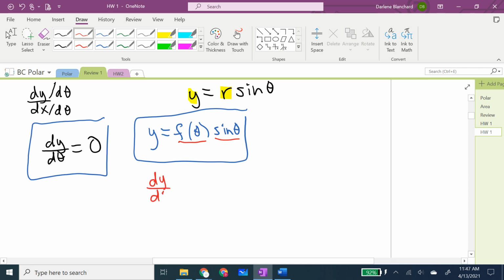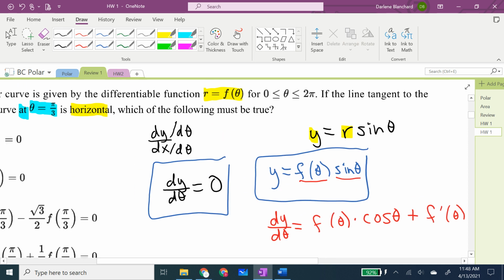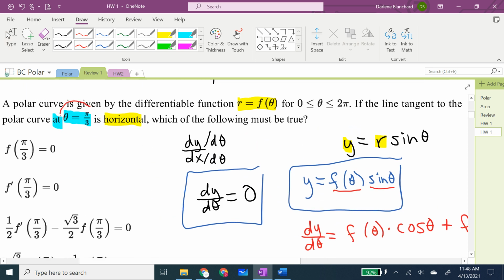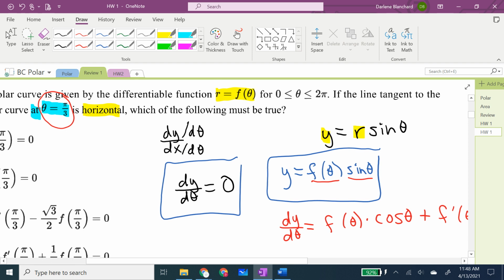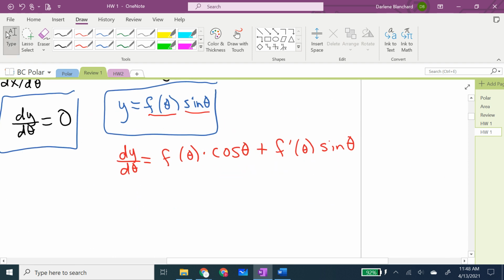dy d theta is keep one, multiply by the derivative of the other, plus swap who you're taking the derivative for and who you're keeping as is. Now they did give me an angle. They gave me the angle when theta is pi over 3. So now I'm going to find dy d theta at theta equals pi over 3.